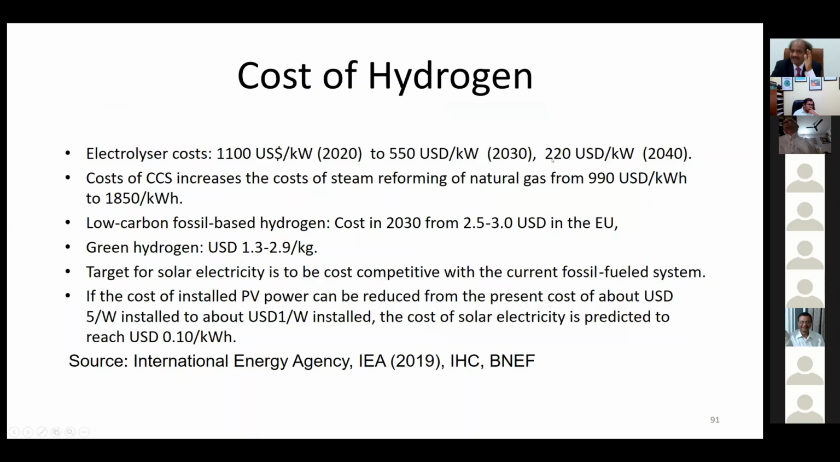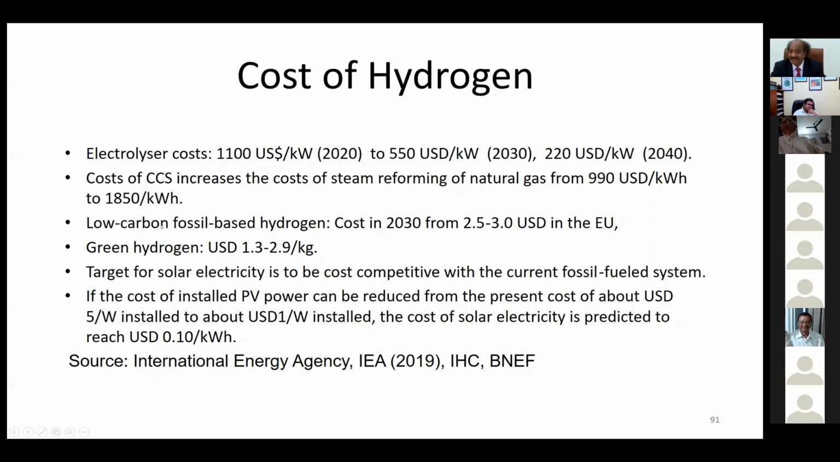The carbon capture increases the cost of steam reforming of natural gas. And already I told you that natural gas is near carbon sinks, right? But the cost will go anywhere between 990 to 1850 per kilowatt. So imagine there is a cost associated with carbon capture. Low carbon fossil-based hydrogen is about $2.5 to $3 by 2030, and that is what the European Union is targeting. And green hydrogen should be in this range.